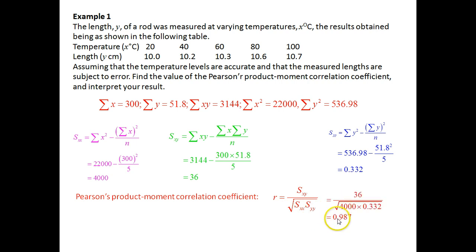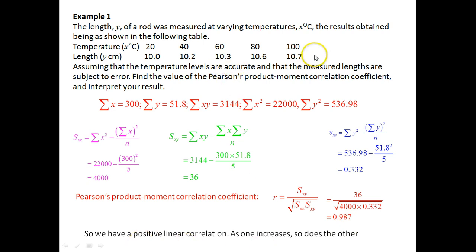So working out Pearson's product moment correlation coefficient, we need to use this formula. We get 36 for the Sxy divided by the square root of 4,000 multiplied by 0.332, which gives us 0.987. Now remember, plus 1 was a perfect linear correlation, so we have a very high positive linear correlation. As the temperature increases, then so does the length.